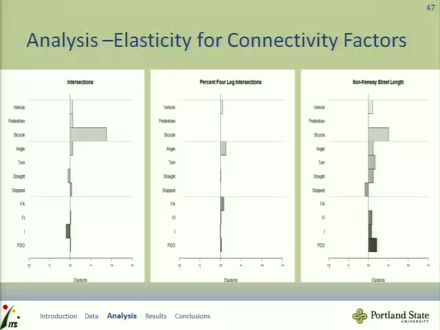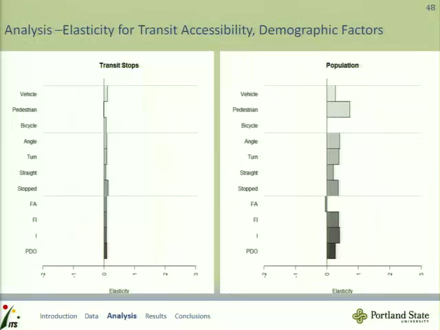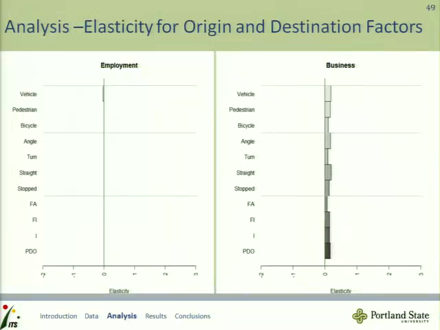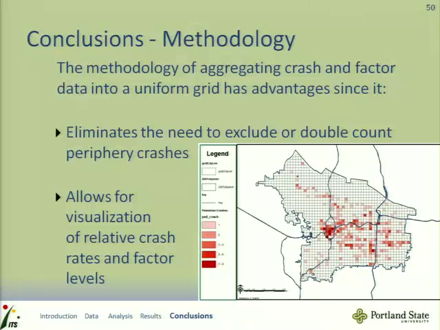Bicycle has a strong elasticity to the intersections, and the non-freeway street length has some elasticity also for the bicycles, but not much for other factors, other model types. Transit stops, didn't see much there. Population, a little bit of elasticity. Employment, essentially no elasticity, but the businesses, some minor elasticity.